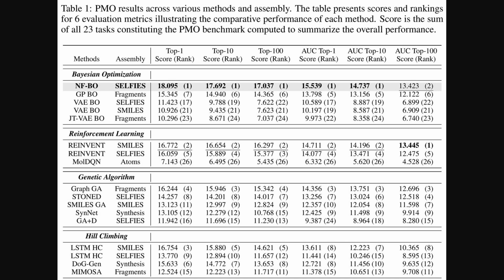Okay, and this table digs deeper into the performance, specifically on the PMO benchmarks, which cover 23 different tasks. It compares NFBO, using the SELFIES representation, against a whole suite of methods, including other Bayesian optimization approaches, reinforcement learning, genetic algorithms, and hill climbing. Well, across 6 evaluation metrics like Top 1 Score and AUC, NFBO ranks number 1 in 5 of them. This really solidifies the strong performance we saw earlier on Guacamol.